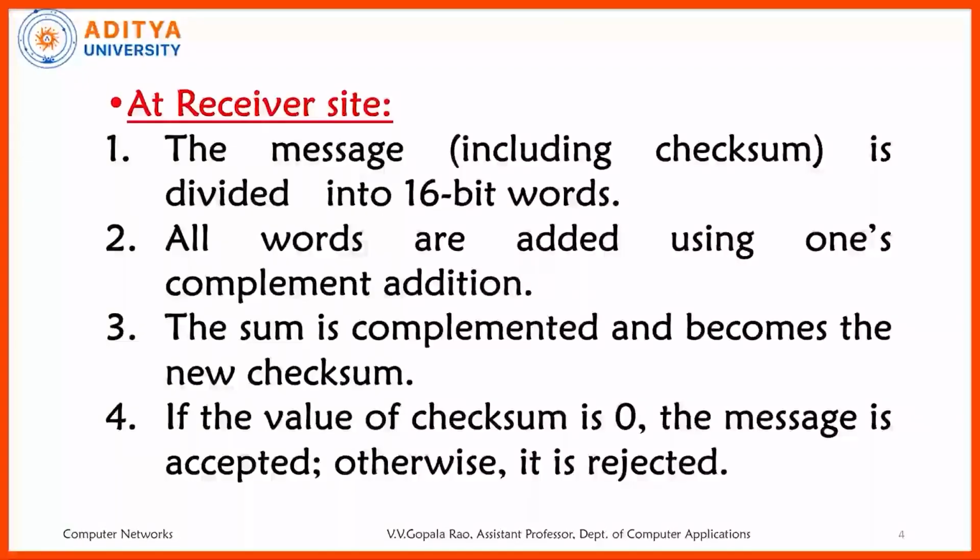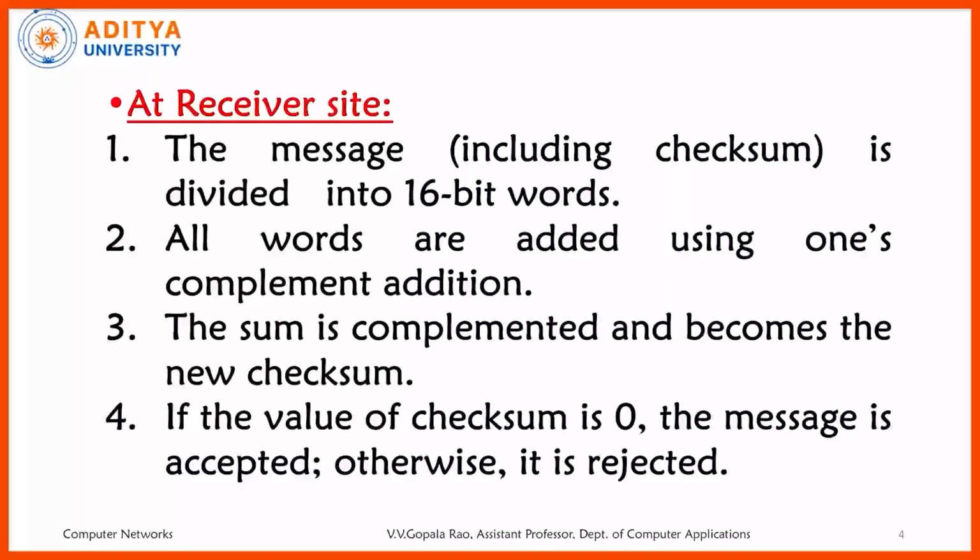Because the sender side adds the sum and the complement of the sum is added as the checksum, if the same procedure is carried out at the receiver side, then after finding the sum and complementing it, you definitely expect the checksum value to be 0. If the checksum value is 0, then only you can accept the data. If the checksum value is non-zero, then you have to reject the data. So this is the criterion that we use to decide in the checksum procedure.